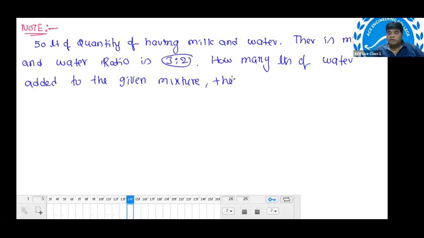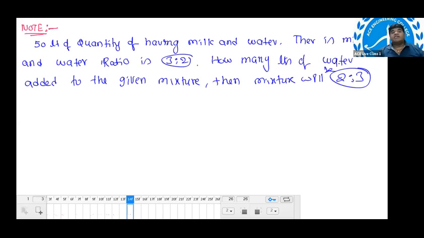Then the mixture will be in the 2:3 ratio. 50 liters of a quantity having milk and water. The milk and water ratio is 3:2. How many liters of water must be added to the given mixture so that the ratio will be 2:3? This is the problem, friends.